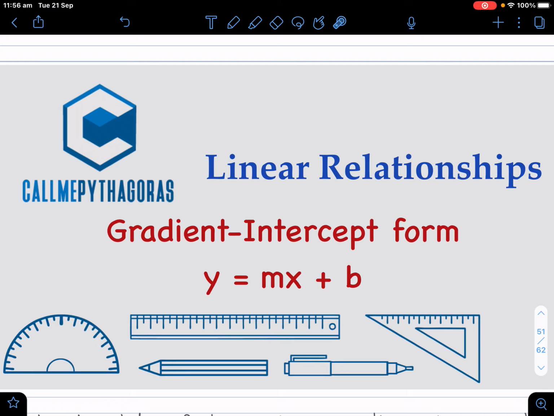Hey guys, so today we're going to be talking about the gradient intercept form, or better known as y equals mx plus b, as part of linear relationships. So let's get into it.